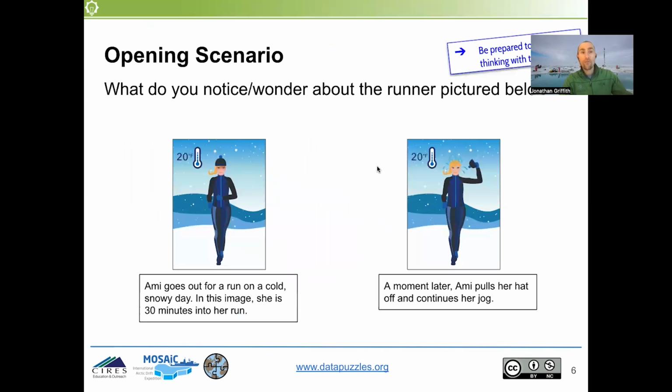The opening scenario for the It's All Connected data puzzle looks like this. What do you notice and what do you wonder about the runner pictured below? You can see in this opening scenario, you've got the same runner, the same temperatures, and what you'll notice is that she pulls her hat off in the second image on the right. What you can see is some of that sweat, that perspiration, starting to be released off her scalp into the air without that cap on.